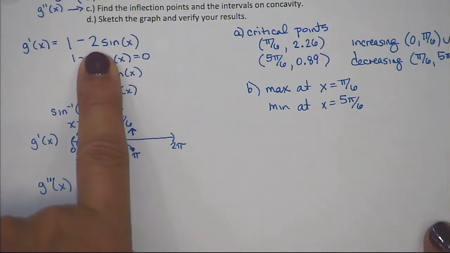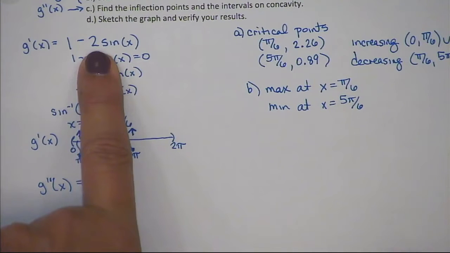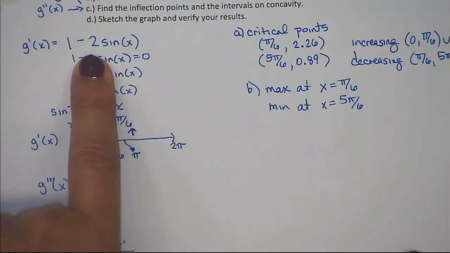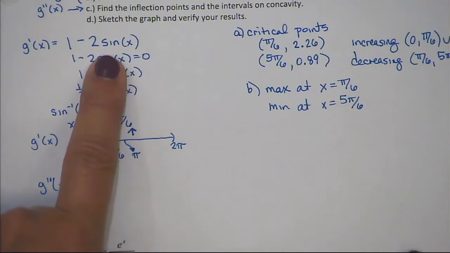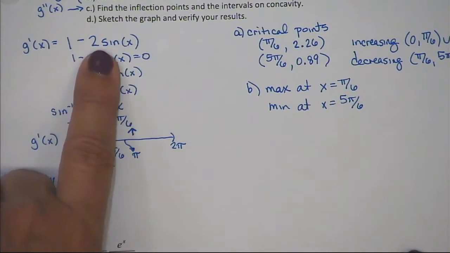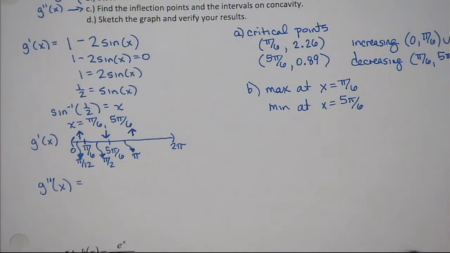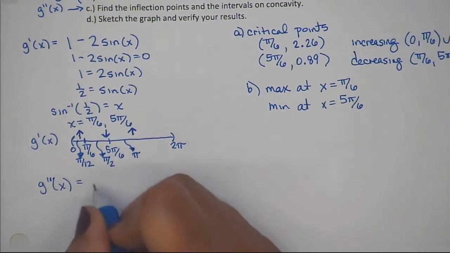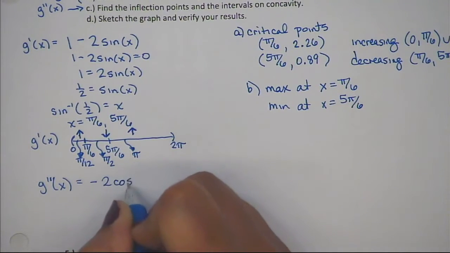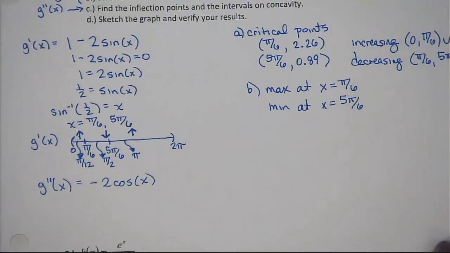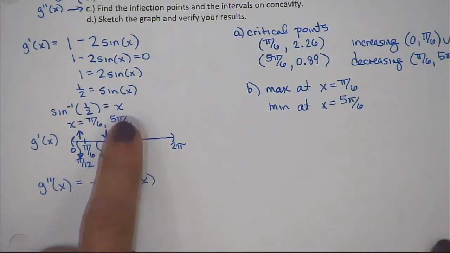So we want the derivative of that. What's the derivative of 1 minus 2 sine of x? The derivative of 1 is 0, and what's the derivative of negative 2 sine of x? Negative 2 cosine of x, right? Keep it negative, because the derivative of sine is cosine.